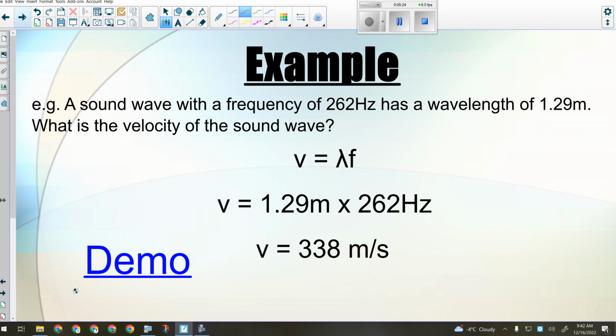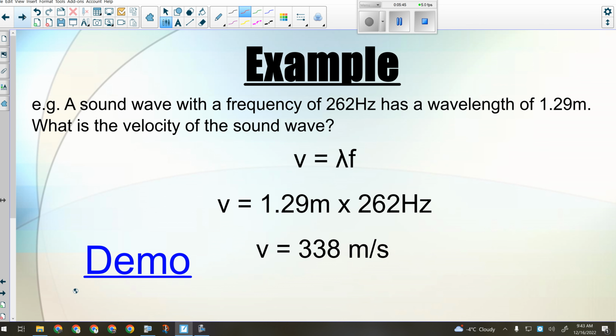If I want to calculate that, I just take lambda and multiply by the frequency. I get 338 meters per second. That's a pretty reasonable speed for a sound wave to travel in air that's about 5 degrees or so. Maybe 10 degrees, something like that. Does the temperature of the air affect the speed at which sound travels?